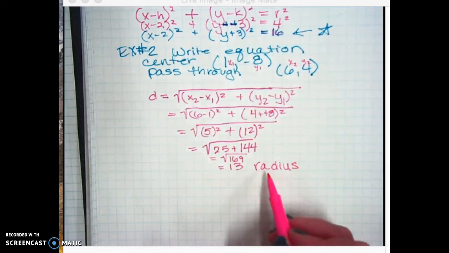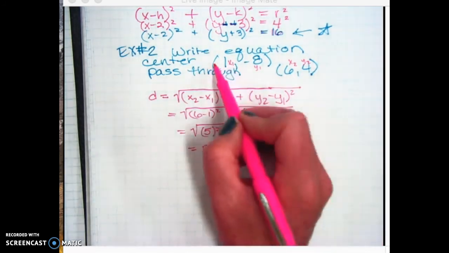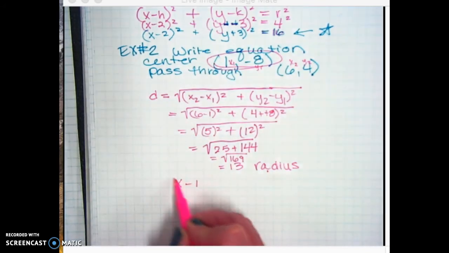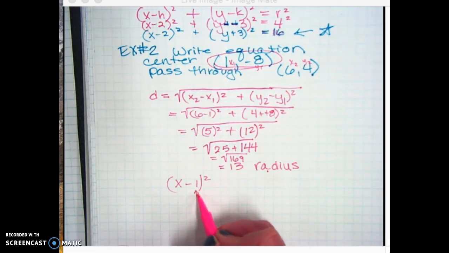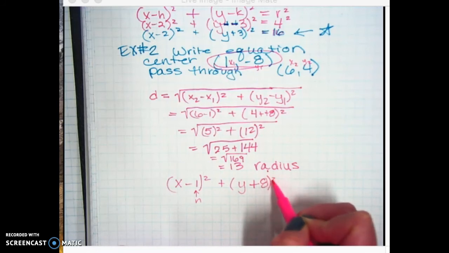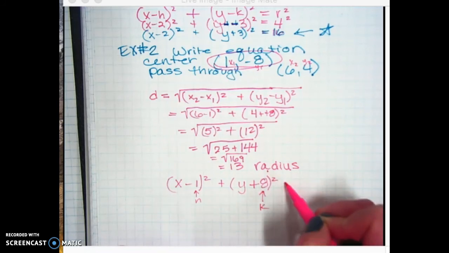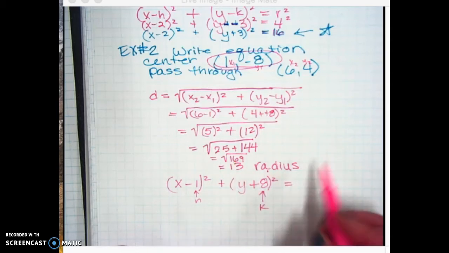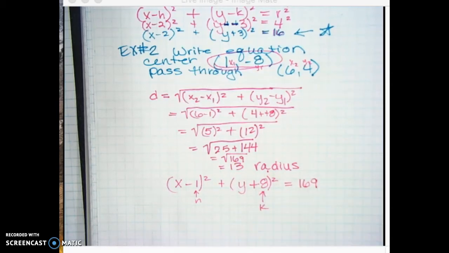Okay? So using the radius and the center up here, that's going to be our h and our k. We're going to have x minus 1, quantity squared, because that's our h, plus y plus 8, quantity squared, that's our k, equals, and then we want to take 13 and square it, right? It's just the number that we just square rooted, so it's 169. That's our r squared.